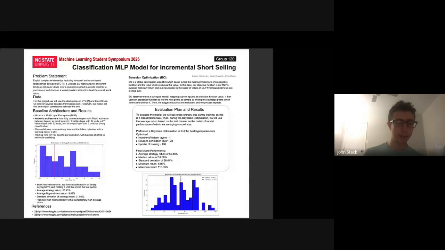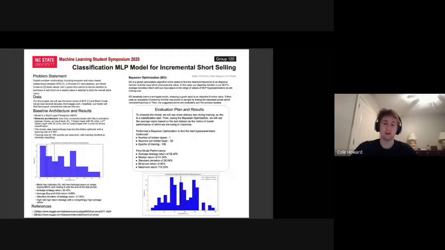Now, if we look at the baseline results, they're pretty good. The black line indicates 0%, and the red line indicates the return of simply buying BYD and holding it until the end of the test period. Average strategy return is 20.43%. Average buy and hold return is 9.89%, so more than double better. Standard deviation, however, is rather high, 22%. So this is essentially a high-risk, high-return strategy with a compellingly high average return. Over to you, Cole.